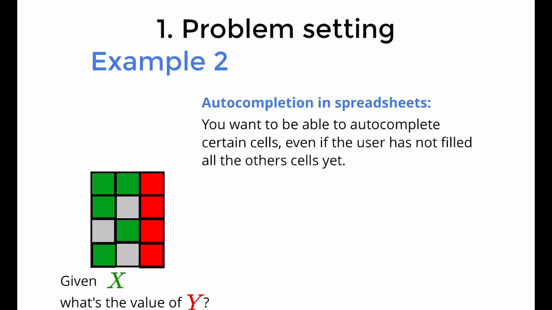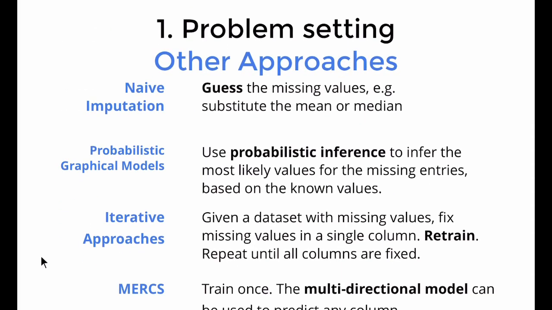Another example would be autocompletion in spreadsheets or a web form. You want to be able to autocomplete certain cells, even if the user doesn't fill in all the other cells yet. Here the user may have filled in the city that he or she lives in, but has not yet said which street he or she lives in. But regardless, you want to make a suggestion of this value right here. So again, it maps completely to the setting that we described before. This is again an example of a practical situation where you would like to be robust to missing values. There are other approaches to solve this problem.